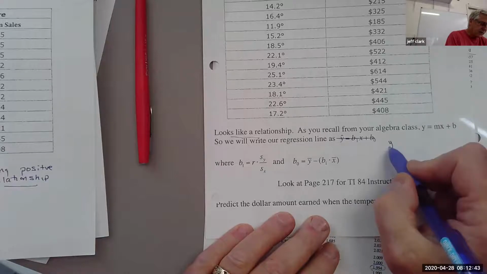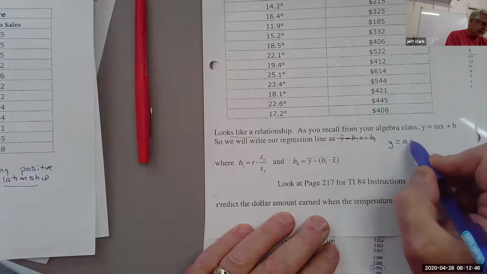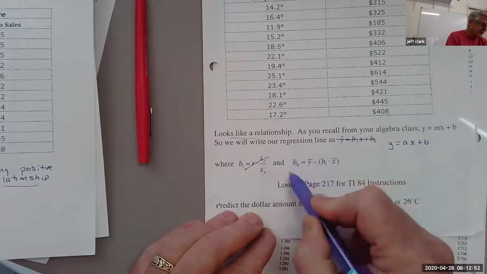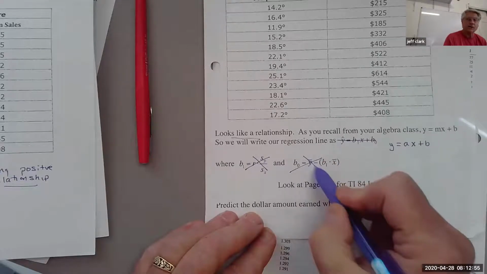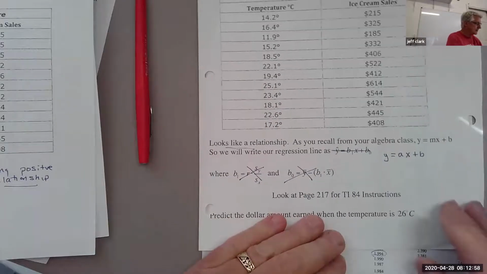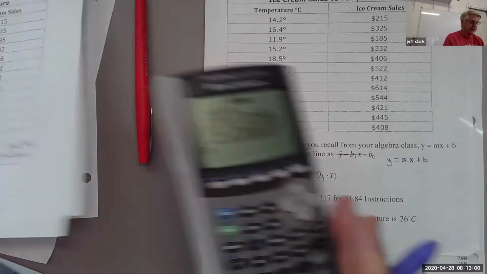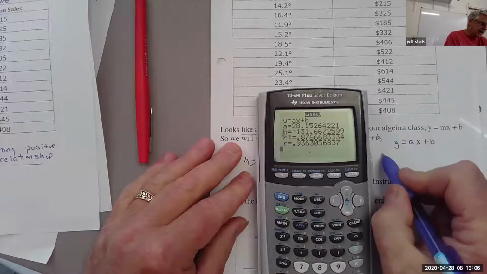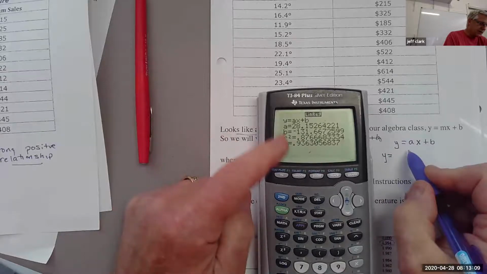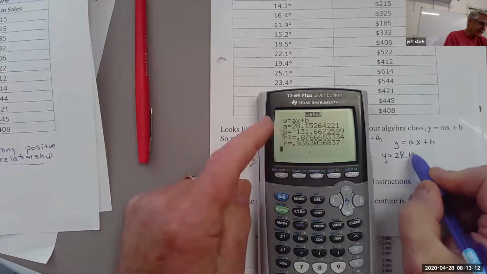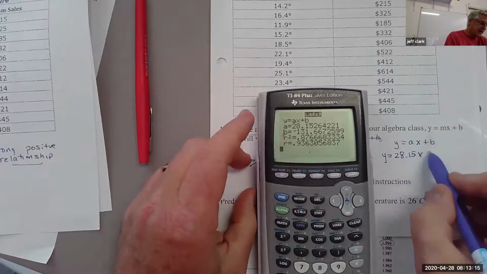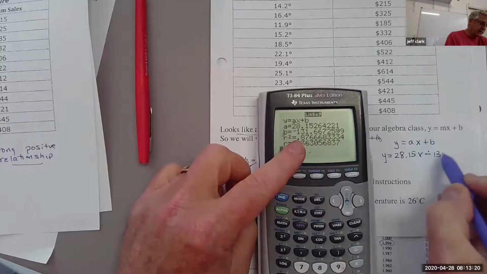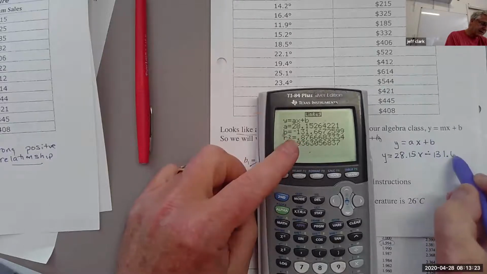Ours is going to be y equals ax plus b. And for us, don't worry about these guys. Not going there, we're going to go y equals ax plus b. From your calculator, back to the calculator, here it is. I'm going to go ahead and do 2 decimal places. So y equals, okay, the a is 28.15x, and that would be minus 131.67.